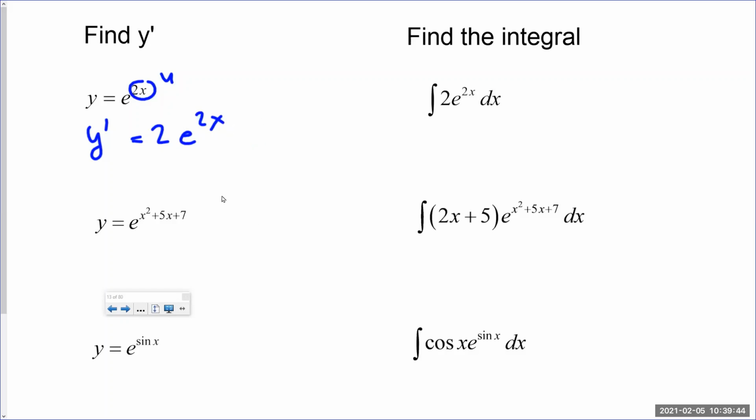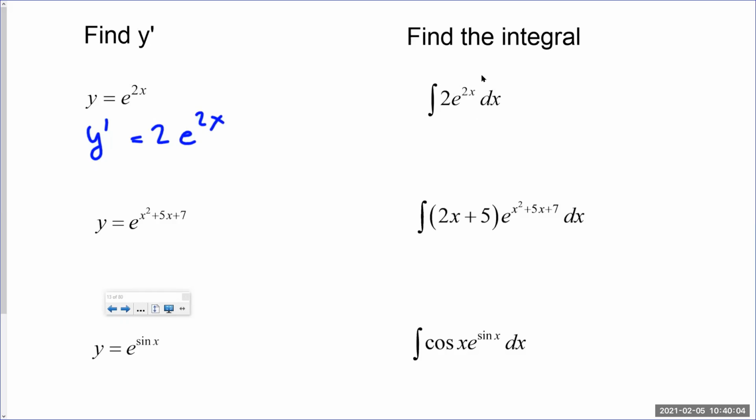All right, so guys, if the derivative of e to the 2x is 2e^(2x), then what does that mean the integral of 2e^(2x) is? e to the 2x. Well, how do you get e to the 2x from this? You divide by the derivative of u. Do you guys see that?